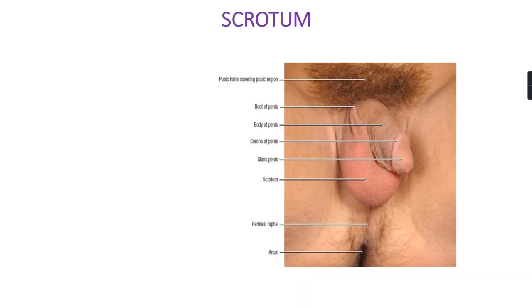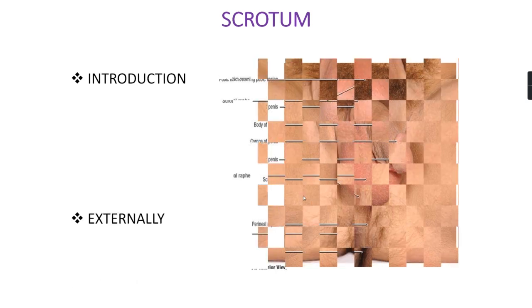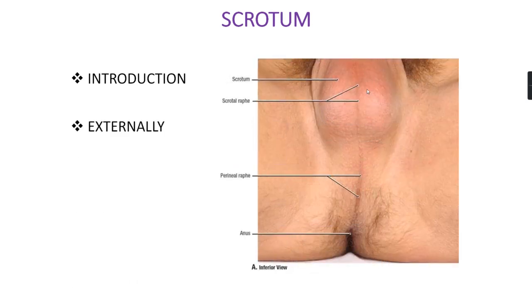Now something about the scrotum. We know the scrotum is a cutaneous bag that contains the right and left testes, the epididymis and the lower part of the spermatic cord. Externally the scrotum is divided into right and left halves by a ridge or raphe, which is continuous forward on the under surface of the penis and backward along the middle of the perineum up to the anus. You can see here, this is the perineal raphe.